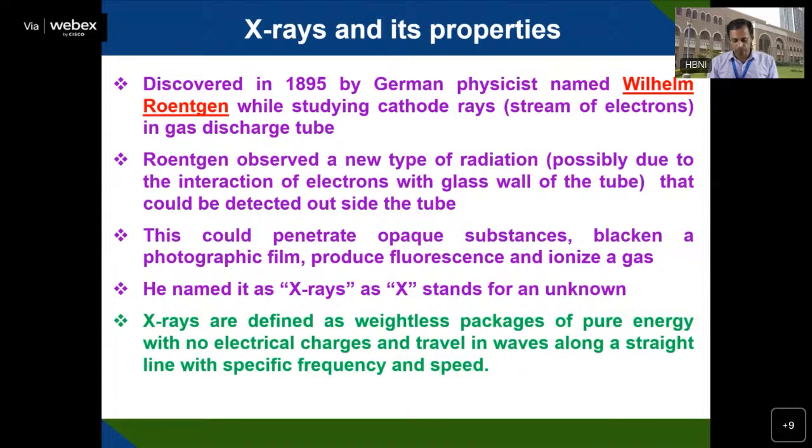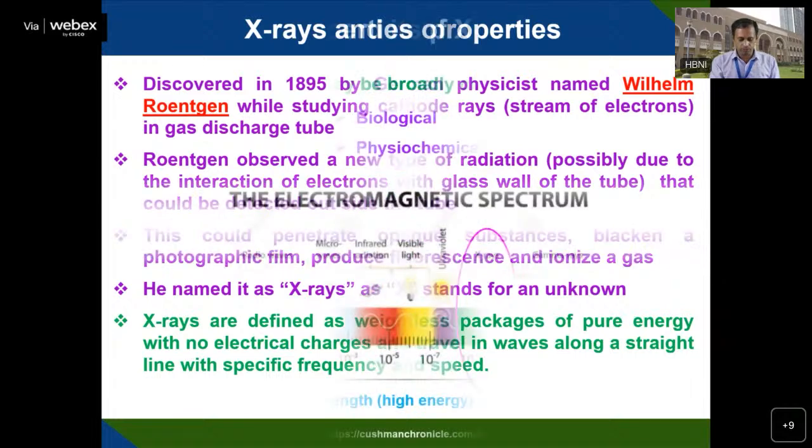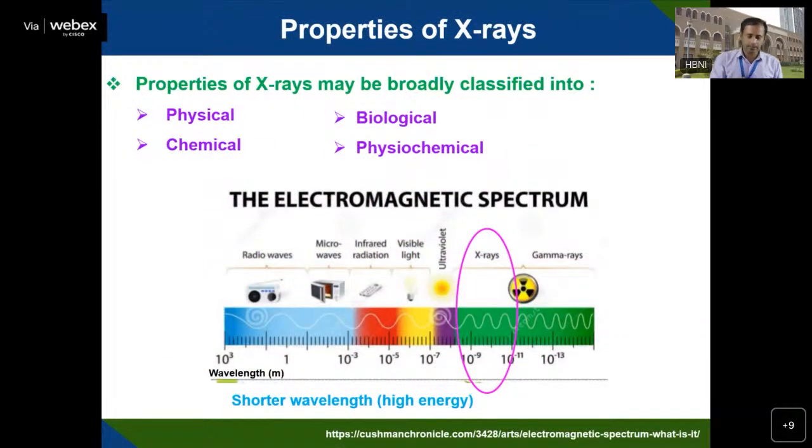X-ray is defined as a weightless package of pure energy with no electrical charge that travels as a wave along a straight line with specific frequency and speed. So it doesn't have an electrical charge, and it travels mostly in a straight line. X-ray can have physical, chemical, biological, or physicochemical characteristics. X-rays have wavelengths in the range of 10 to the power minus 9 to 10 to the power minus 11 meters, a very short wavelength and very high energy, as you see in the electromagnetic spectrum.